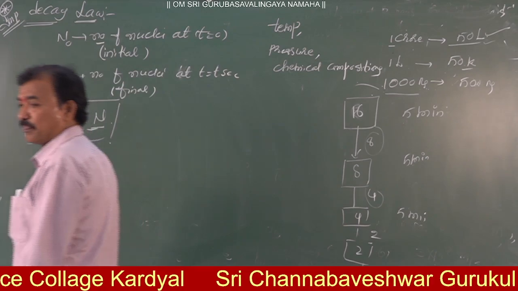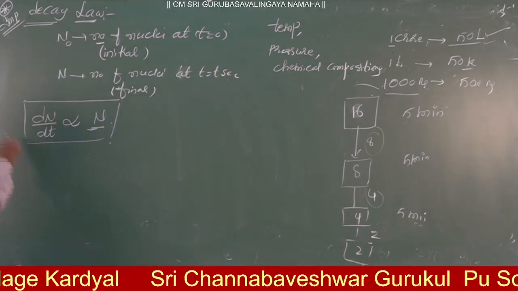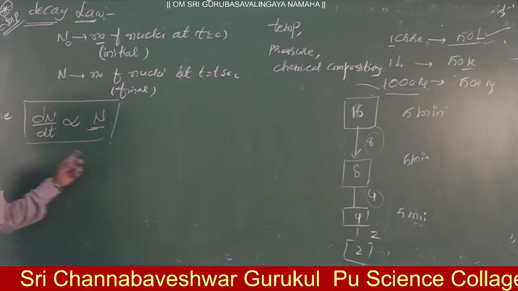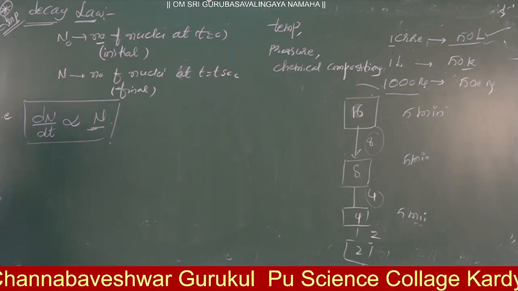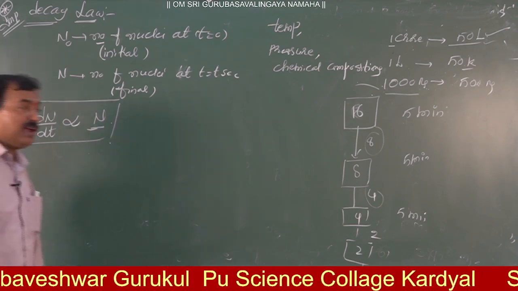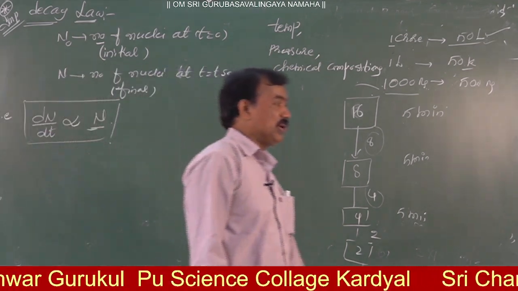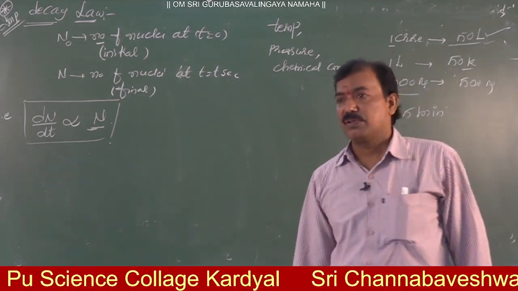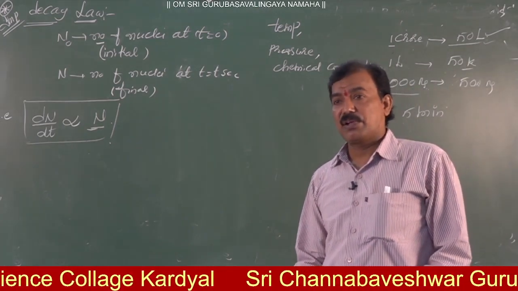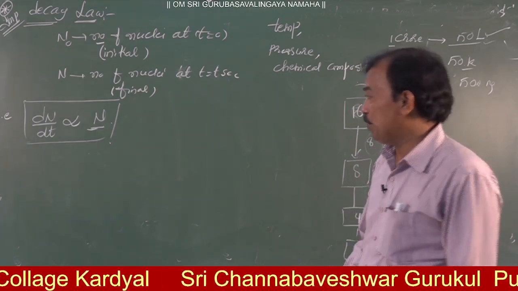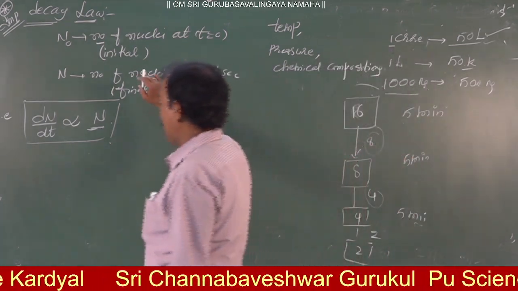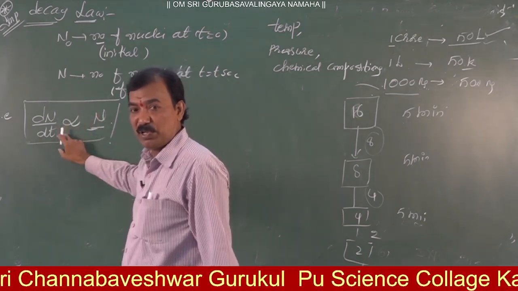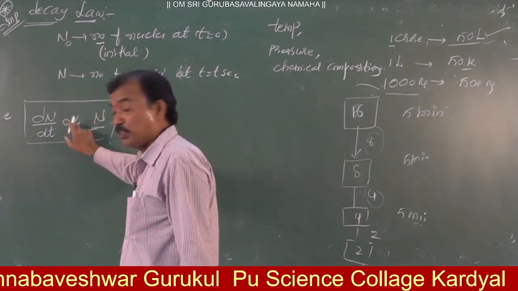That is, dN by dt is proportional to N. Okay, now this is one of the main equations. If you know the statement, the derivation is also very simple and easy. The remaining applications and sums depend upon this equation.